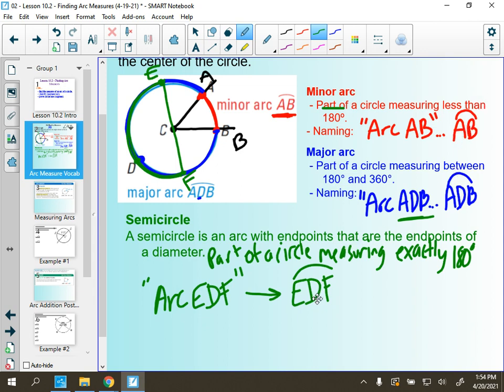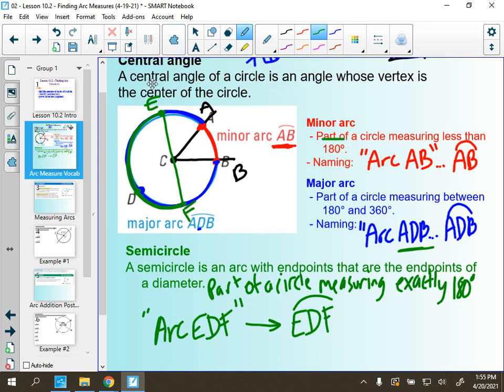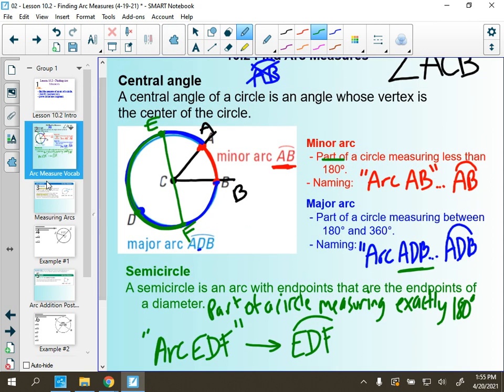If you look at a 3-lettered one, without seeing, you have to be able to see the picture to determine, hey, is that a semicircle or a major arc? Okay, and we'll talk right here in the next one about, all right, well, how do I get to these measures? All right, so that's the basics: arcs, major, minor arcs, semicircle, our central angle. All right, keep her moving.